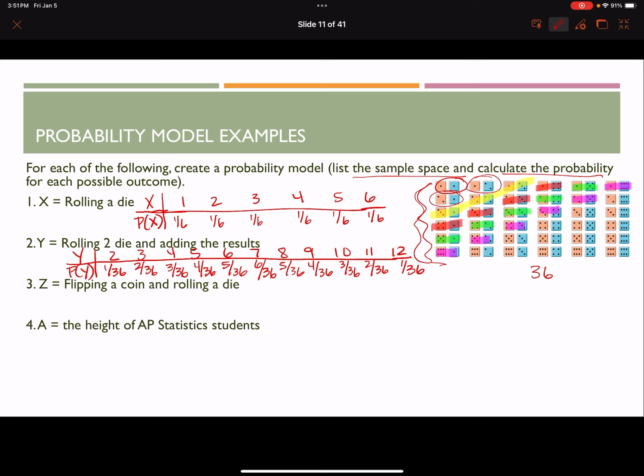You have probably done this before, or you've at least calculated probabilities like this before. You didn't necessarily call it a probability model. So again, like I said in the beginning, we're doing the same thing you've been doing before. We're just giving it a name and formalizing things. So number 3, event Z, flipping a coin and rolling a die.